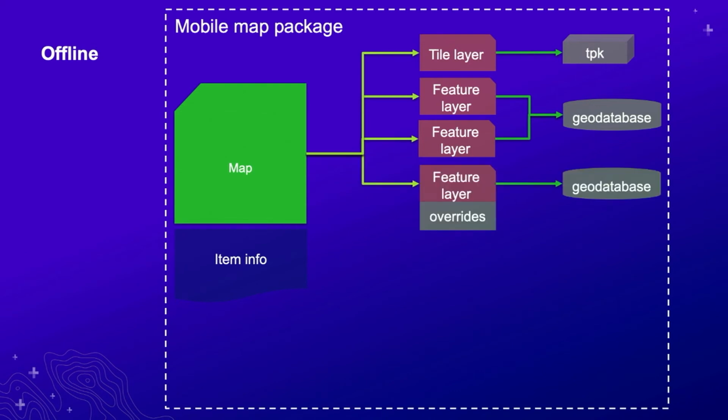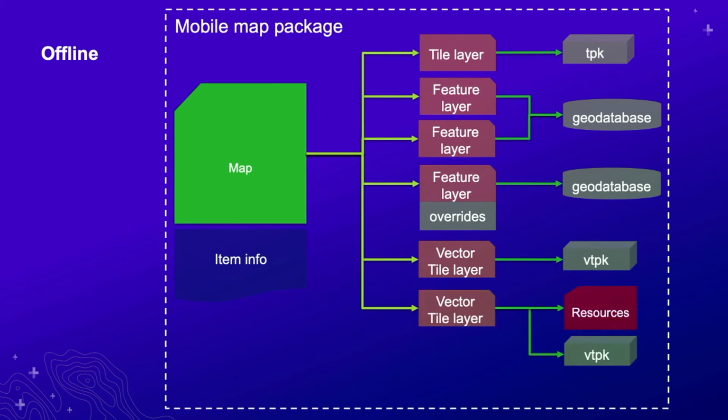A mobile geodatabase has all the symbology information required to render the feature class. But you can override that with these feature layer overrides. Here's a vector tile layer, which is backed by a vector tile package, and likewise, you can override a vector tile package's built-in symbology with a set of resources to give some custom rendering of the vector tile layer.